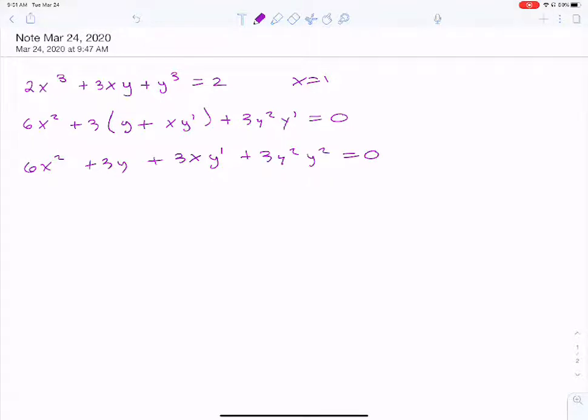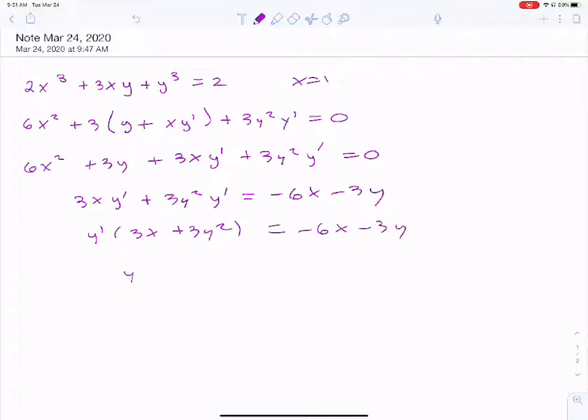Okay, so let's go solve for, I dropped something. That's a y prime. Let's go solve for y prime. So I get 3x y prime plus 3y squared y prime equals negative 6x minus 3y. And we get y prime times 3x plus 3y squared equals this stuff. So we get y prime equals this stuff divided by this stuff.